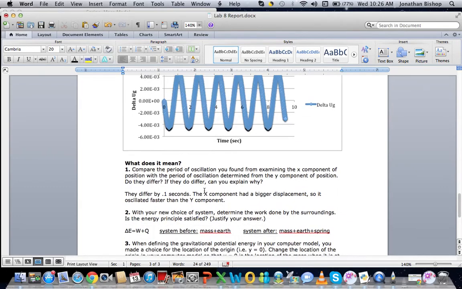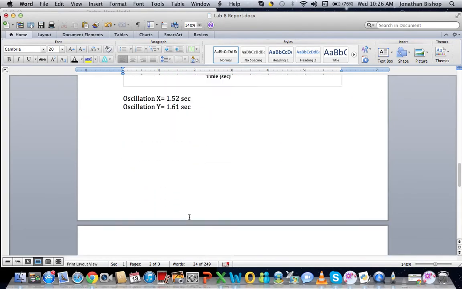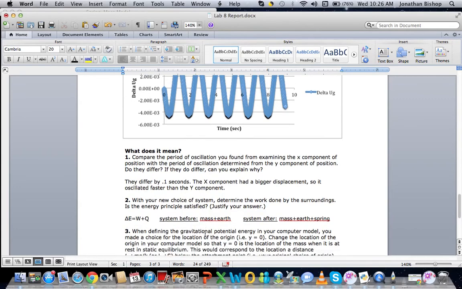So compare the x and y components and their oscillation periods. The x had a shorter oscillation period by 0.1 seconds, which makes sense because the x component had a bigger displacement, so it oscillated faster than the y component.